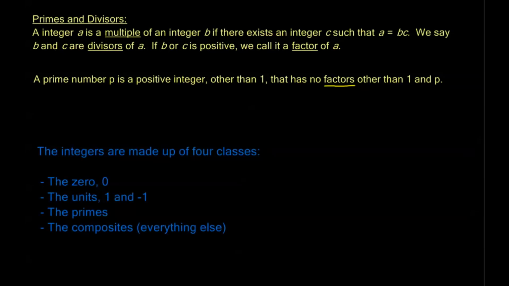Now the integers themselves are made up of 4 classes. We have the 0, which of course is 0, the units 1 and -1, and a unit just means that it has a multiplicative inverse. We're not going to get into that right now, but in the next section when we start talking about modular arithmetic, we'll talk more about what a multiplicative inverse means. We have the primes, and we have the composites, which is basically everything else not in those first 3 categories. You could think of composites as numbers that could be factored into multiple primes.